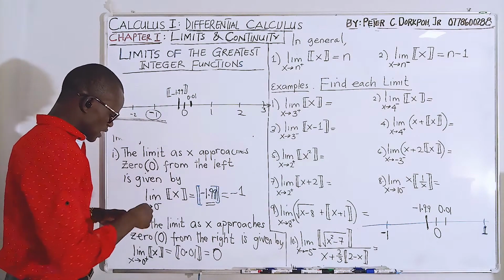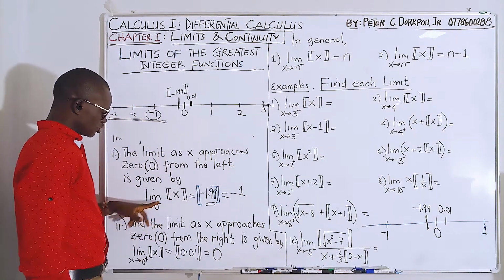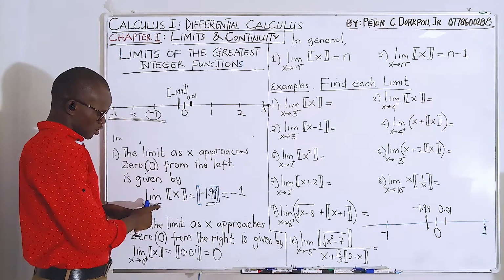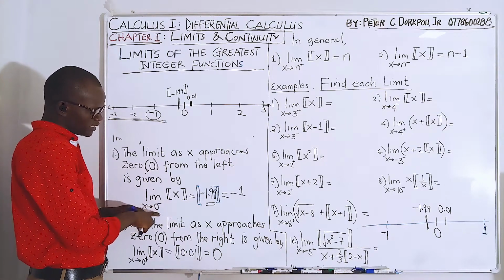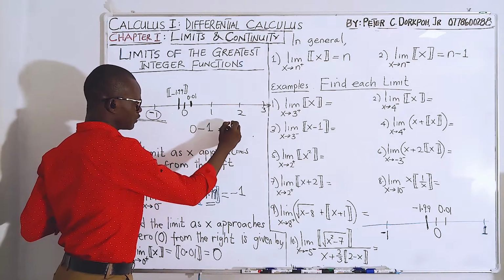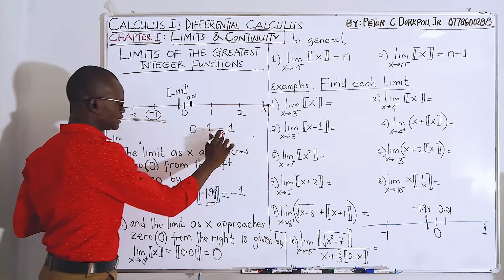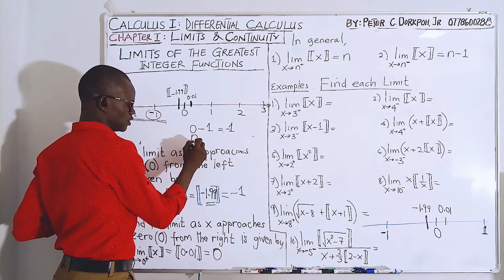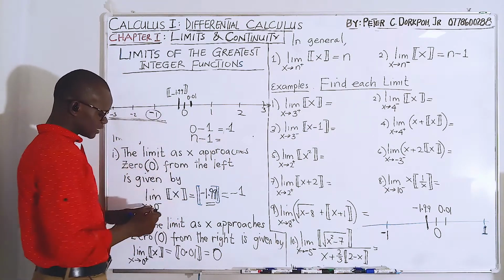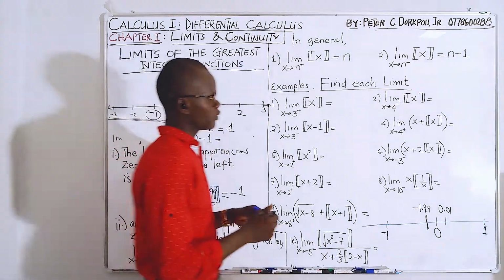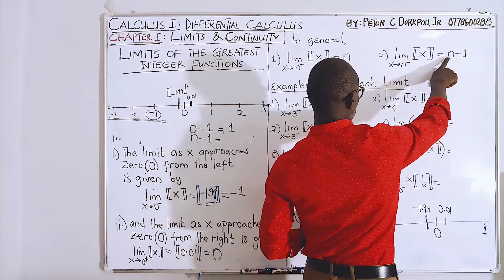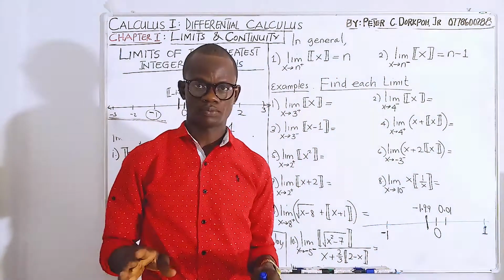But notice that if x is approaching 0 from the left, and we subtract 1 from this 0, meaning you have 0 minus 1, you will have negative 1. So let's assume this 0 represents n. In all cases you will be subtracting 1 from the value when it is approaching from the left. That's why the limit of the greatest integer of x as x approaches n from the left is just equal to n minus 1.